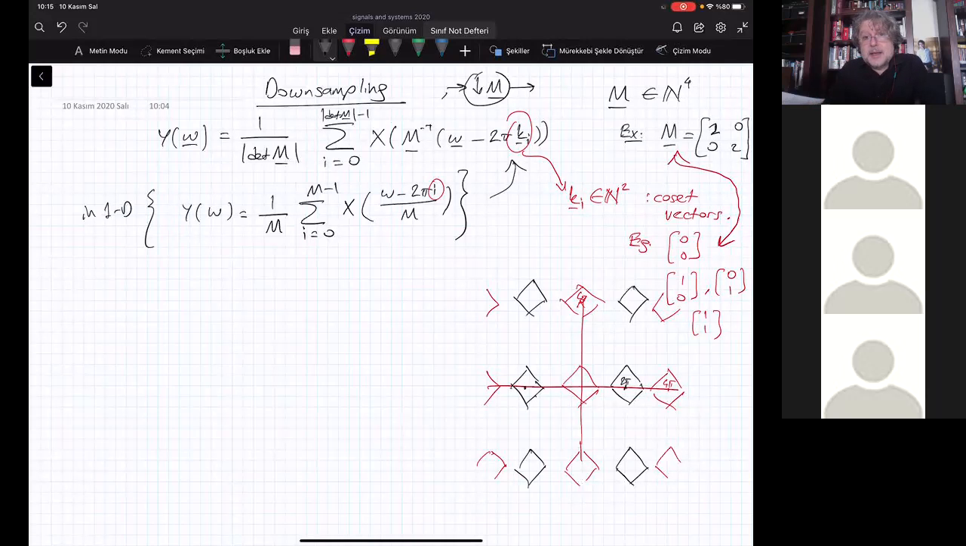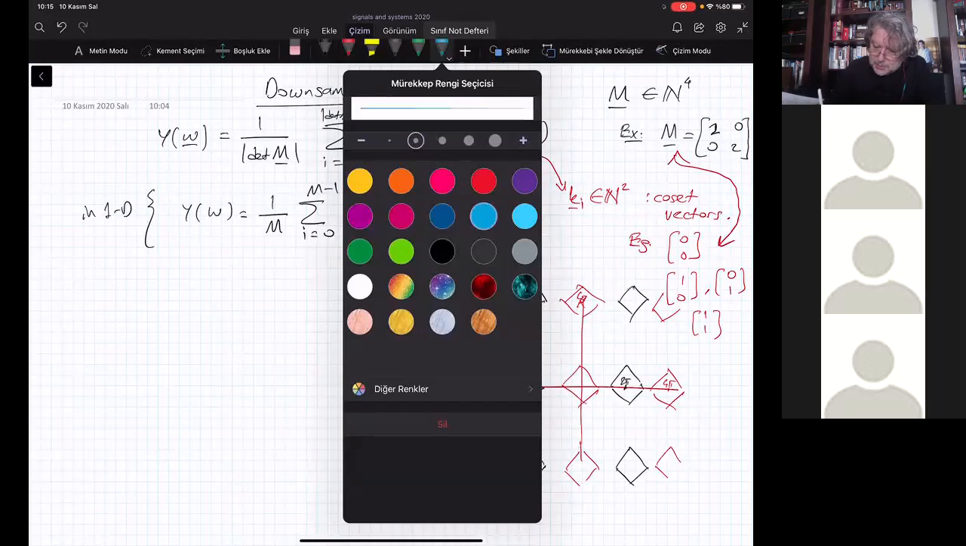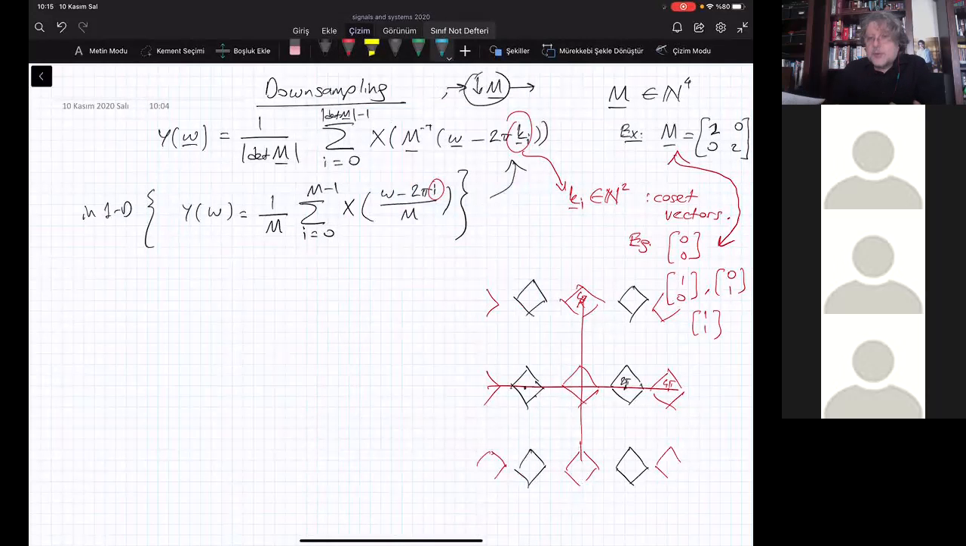But that's not enough. These red shapes must be replicated more. For example, for 0, 1, let me use the blue color, maybe even a lighter blue, like this, which corresponds to these vertical replicas, which are these. So the red shapes are vertically repeated, and that makes some of them have a 2 pi periodicity. So one by one, as you see, I'm stacking the tile.